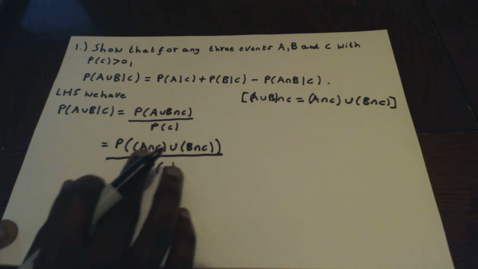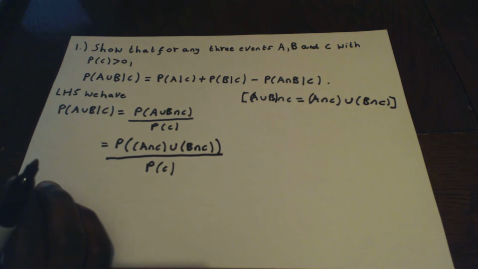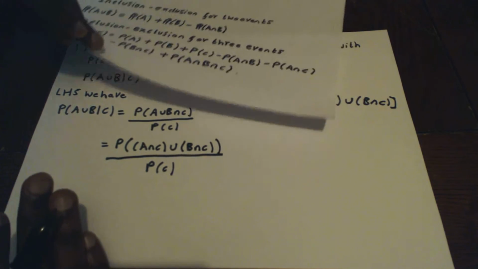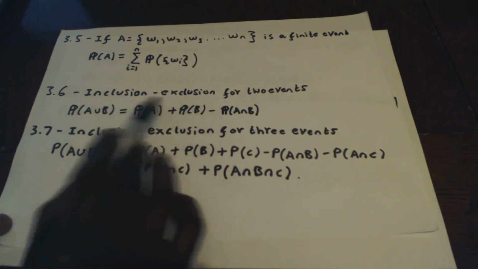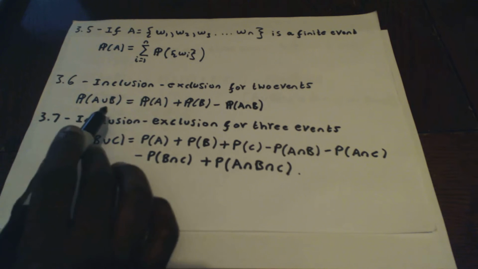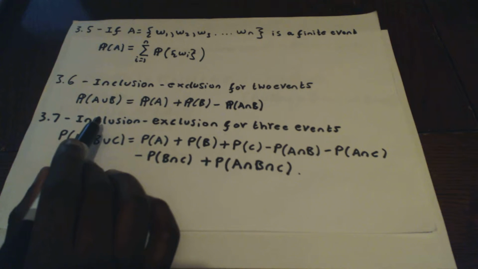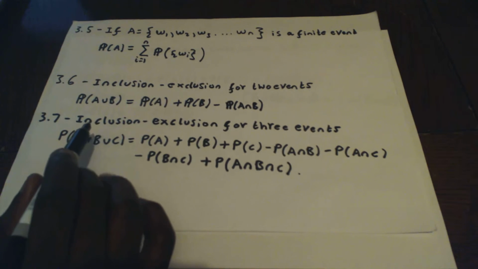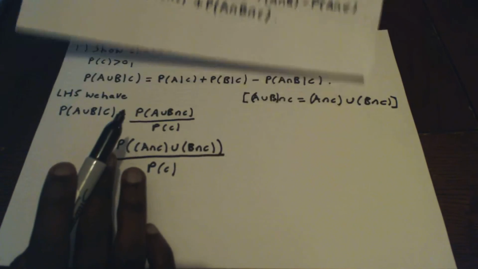So now I've got two events here: the event A intersection C and the event B intersection C. So what can I do? Well, I can apply inclusion exclusion for two events, which is 3.6 right here. If you don't see it immediately, which I assume you do, but in case you don't, just let D equal A intersection C and let E equal B intersection C, and then do it from there, and you'll see it immediately. So I can apply this to the numerator.